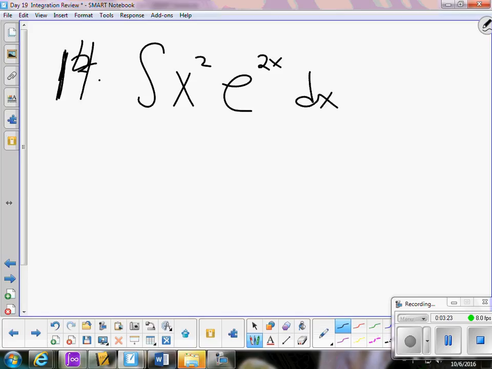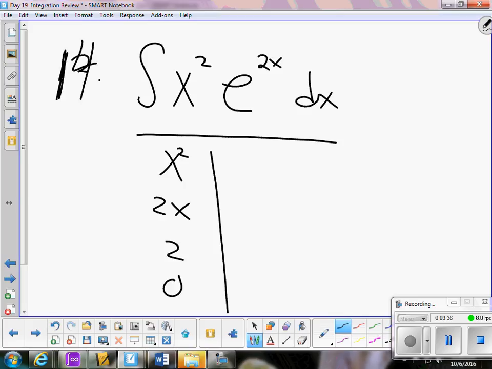Okay, so we can do the tabular method here because x squared differentiates down to 0, and e to the 2x, e to the u, we can keep integrating. I know you got the x squared, 2x, to 0, but on the other side, the e to the 2x, you have to take the antiderivative. If you want to take the integral of e to the u, you need du. So if you want to integrate e to the 2x, what would you need? You would need a 2, because your u is 2x. So you would need a 2, so you have a half.